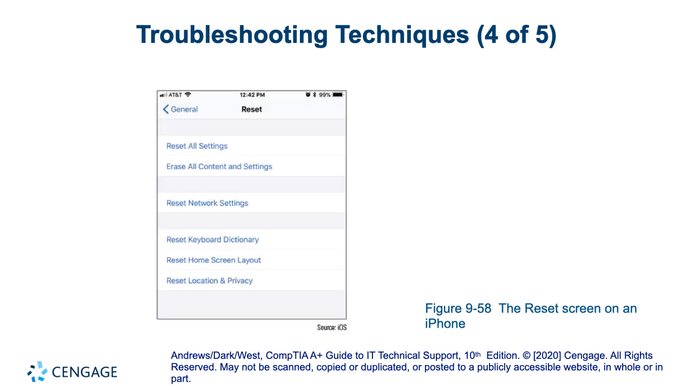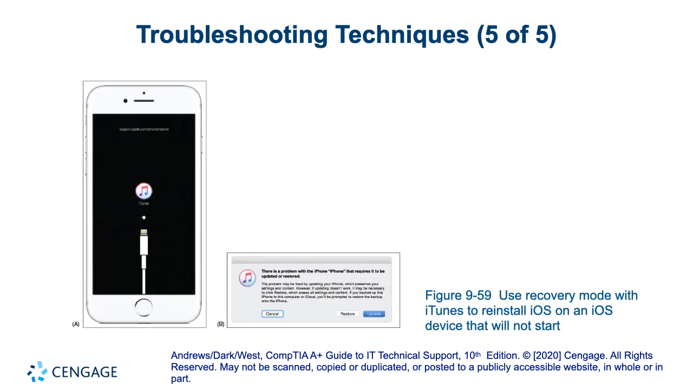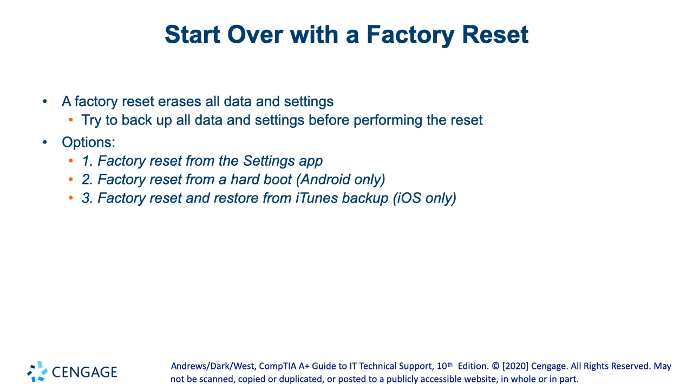Reset screen on an iPhone. So here's your options to reset. You can use recovery mode with iTunes to reinstall iOS on an iOS device. Factory reset erases all data and settings, so make sure you have a backup before you perform the reset or you're going to lose everything.